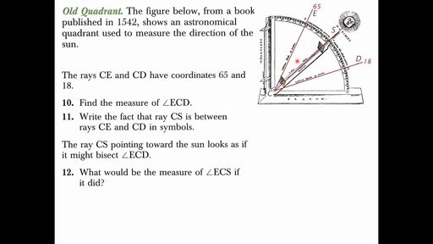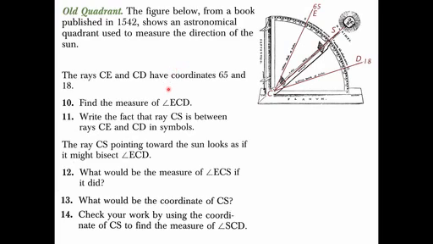If it did, what would ECS be? What would its measure be? Okay, you have to go back to number 10 to help you out there. What would the coordinate of CS be? So now we're looking for this coordinate up here, which once you calculate the angle measure, you can see how that coordinate has changed.